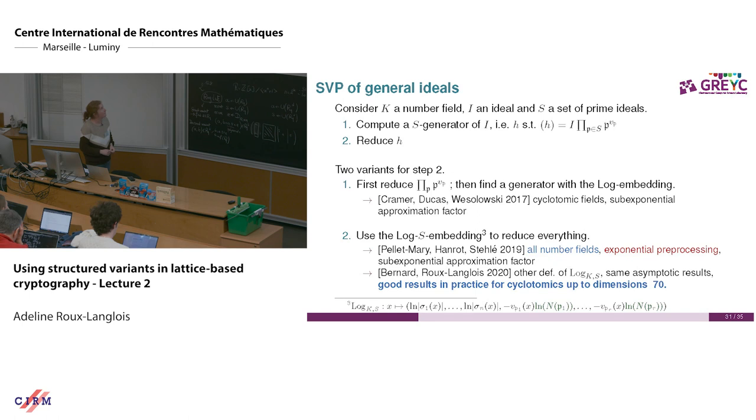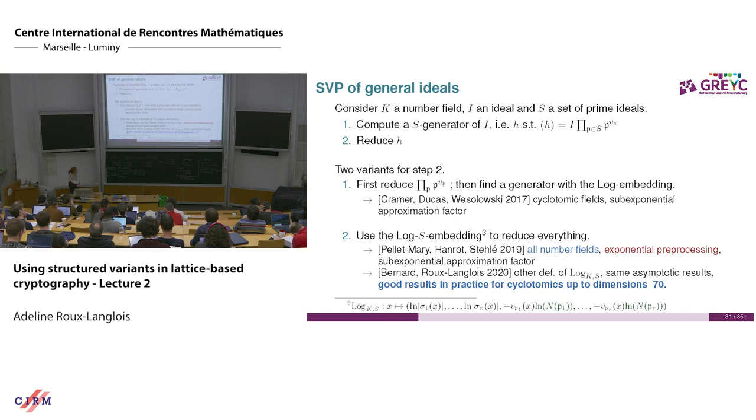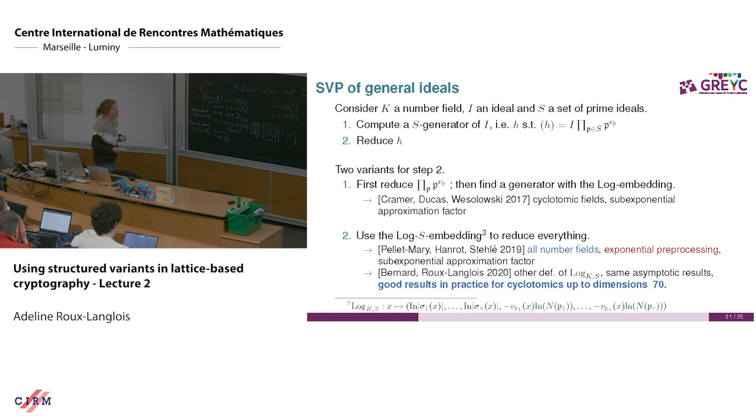And now if you want to do the same on general ideals, it becomes a bit more complicated. Okay. So you consider still K your number field, I your ideal, and now you can choose. So it's not the instance, you choose it. S, a set of prime ideals, and S will be your factor basis. So maybe I will write it here.